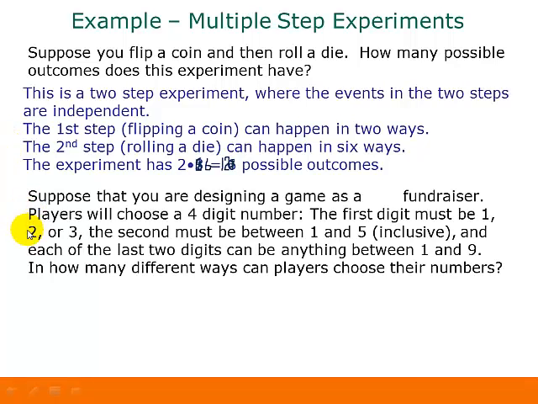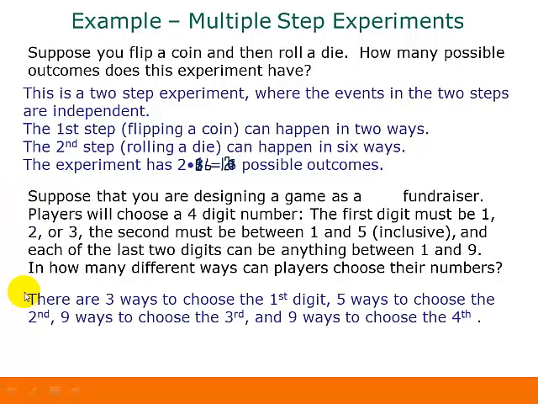Now suppose that you are designing a game as a fundraiser. Players will choose a 4-digit number. The first digit must be 1, 2, or 3. The second must be between 1 and 5 inclusive, and each of the last 2 digits can be anything between 1 and 9. So in how many different ways can players choose their numbers?